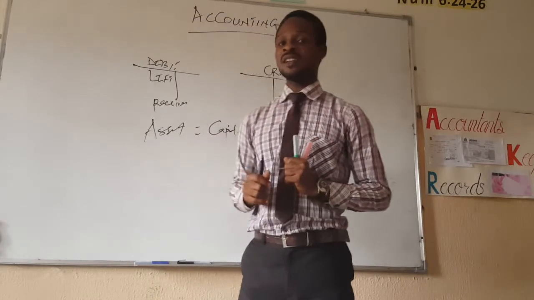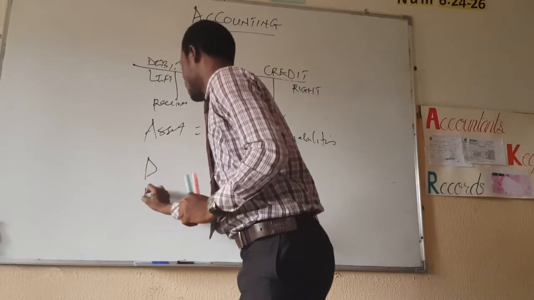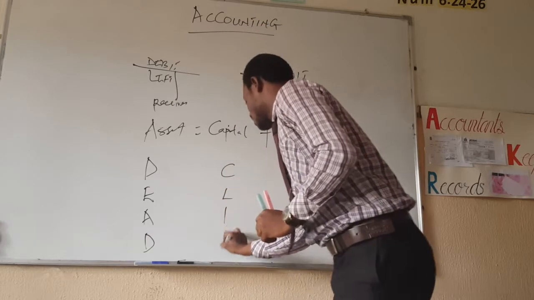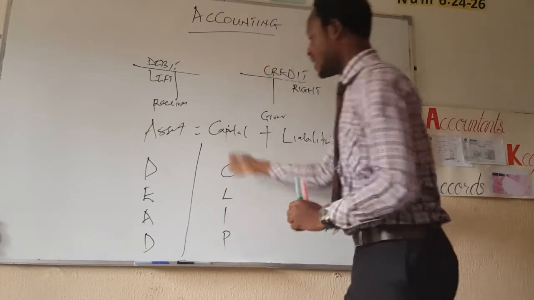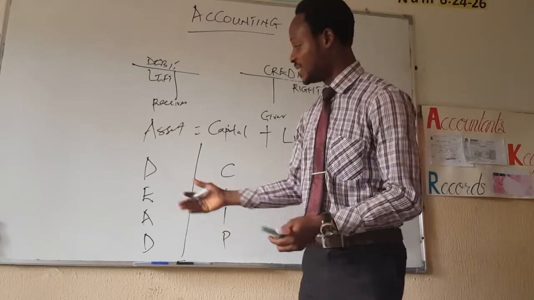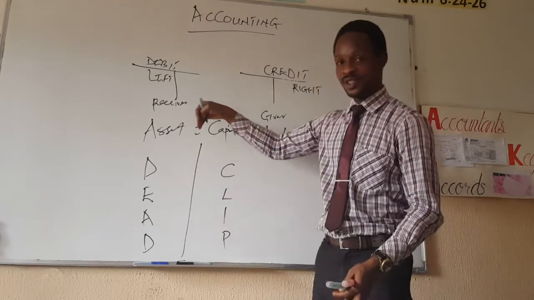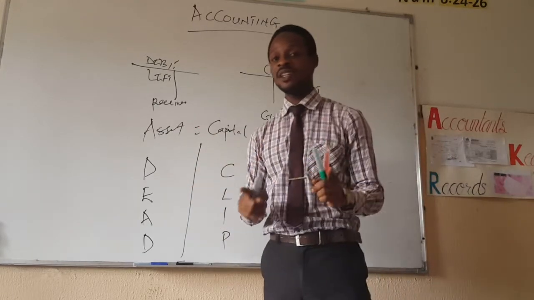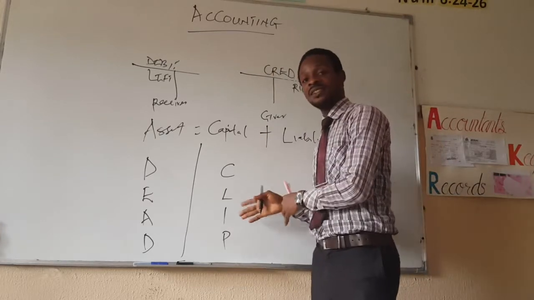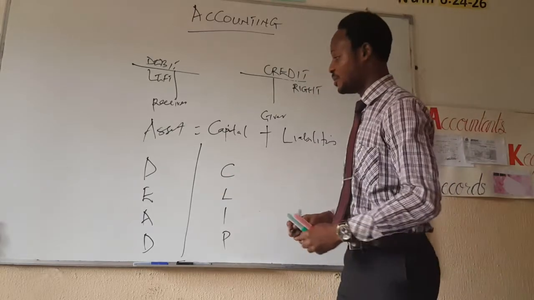I will put it as an acronym, DEADCLIP. If you look at this, it sounds easy, right? Okay, I suppose it sounds easy. DEADCLIP. The DEAD are items that will go to the debit side every time. The CLIP will be the items that will go to the credit side every time. It's just a summary to help you.